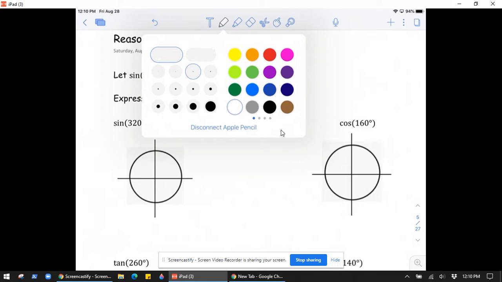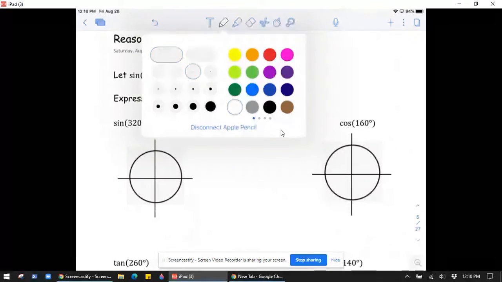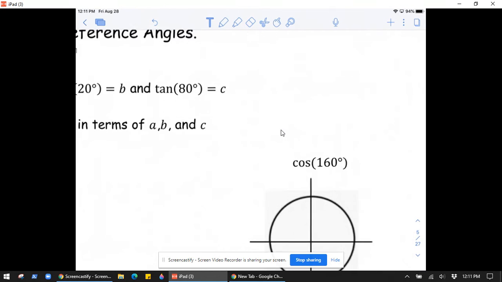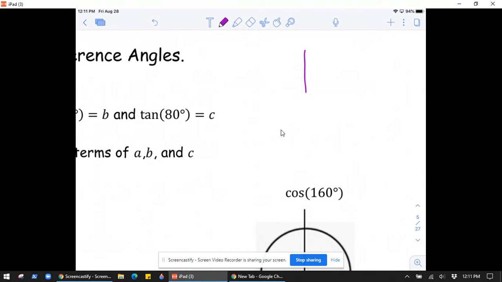All right, let's tackle some problems involving reasoning with reference angles. And these are good problems because they're a little more conceptual. They don't require calculators, and they'll help you understand the unit circle better. So just as a reminder, if you're coming to this video, just like a quick primer on how I'm going to talk about these ideas.